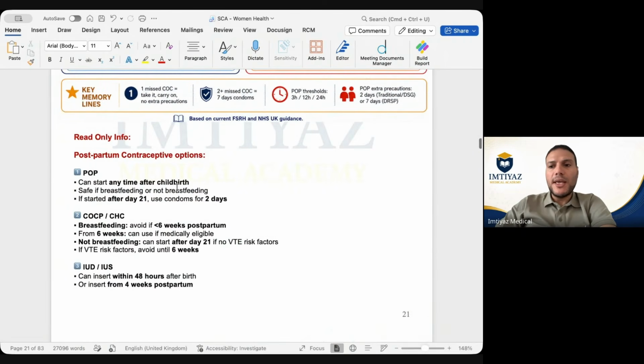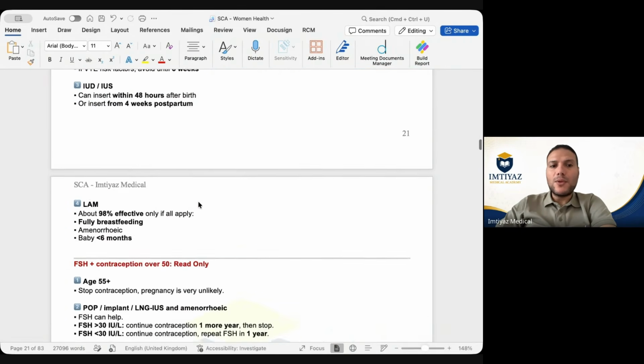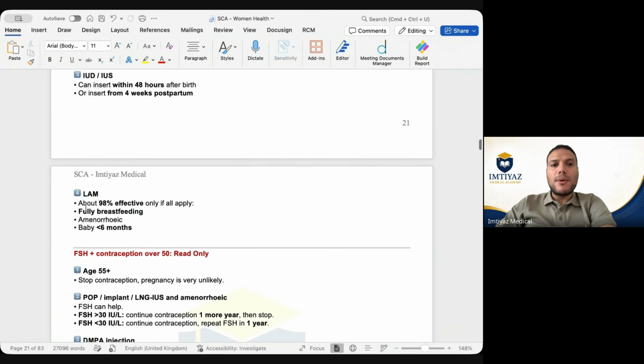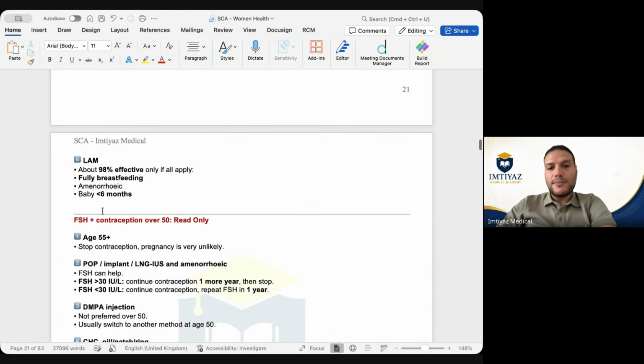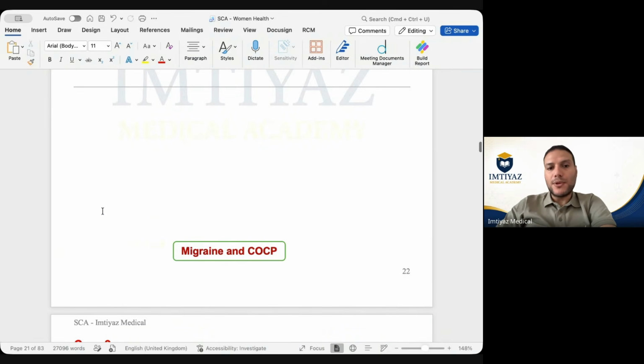Again, there is some information if you fancy reading about it, to the point, also about the lactational amenorrhea method after delivery or post-delivery. It is one of the methods if she is fully breastfeeding and amenorrhoeic and in the first 6 months, and so on. So some information you can read to the point.